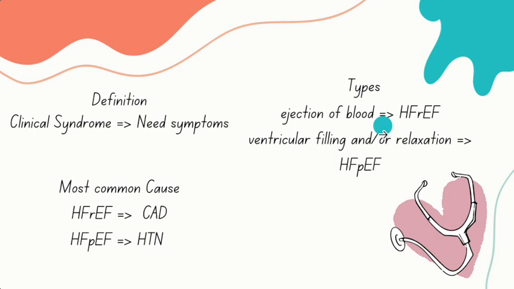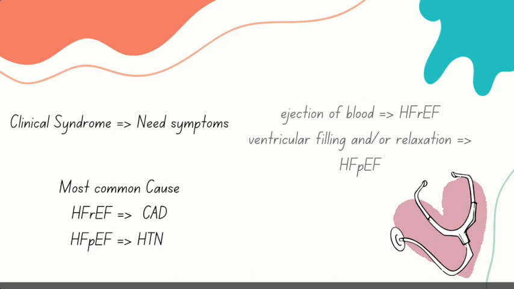So ejection of the blood is okay. If ejection of the blood is decreased, this is heart failure with reduced ejection fraction. If there is a problem in ventricular filling and/or relaxation, this is heart failure with preserved ejection fraction. So if you can't eject the blood, it's heart failure with reduced ejection fraction. If you can't relax, you can't take more blood, this is heart failure with preserved ejection fraction.